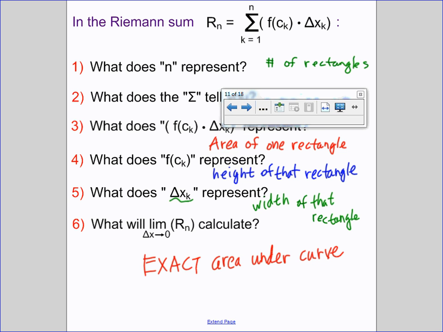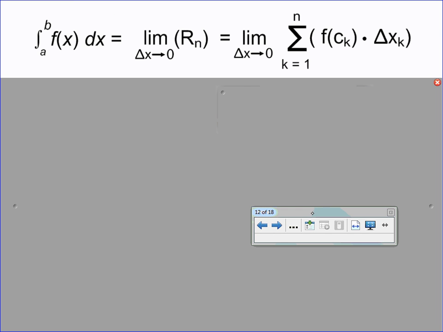Awesome. Okay, so that's what we were to get out of our 5-4 Riemann sum activity. And that leads us to the definition of a definite integral. The limit as delta x shrinks to 0 is the same as the limit as n goes to infinity. As n goes to infinity, the number of rectangles continues to grow until we fill up that space exactly. That's the definition of the definite integral.